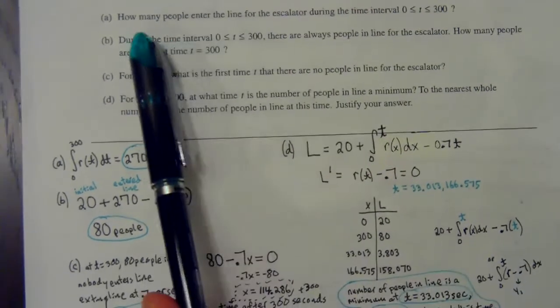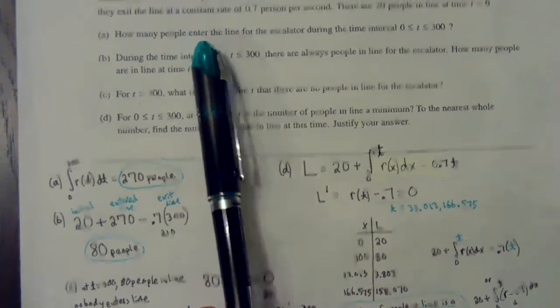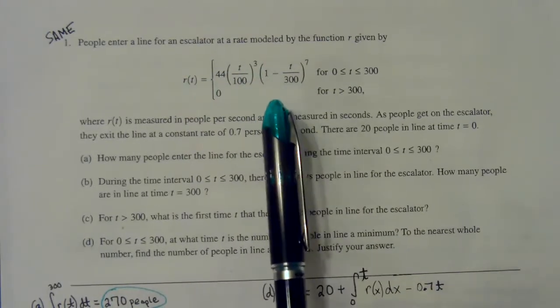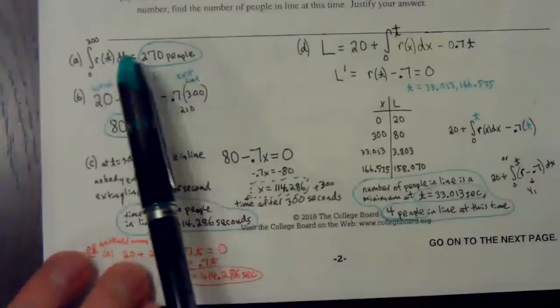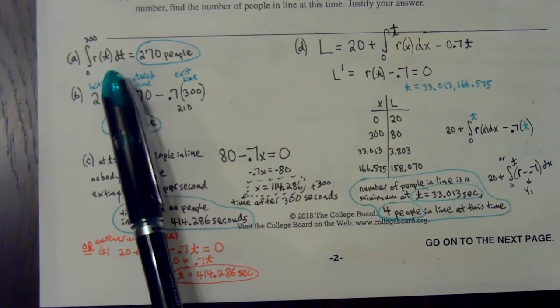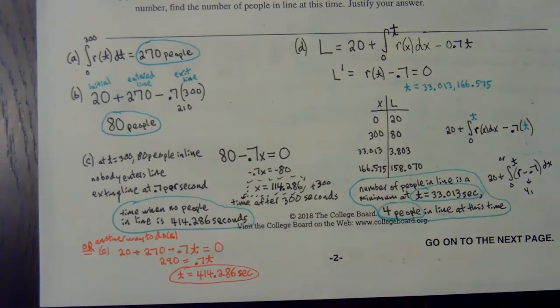Now, part A just says how many people enter. Enter means that's your R of T. I don't care how many were already there. I don't care how many exited. I just know how many entered between 0 and 300. So you integrate that R of T function, and then you're going to get that 270 people.